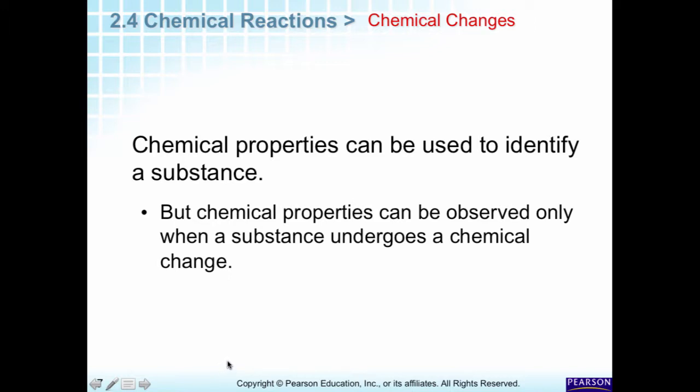Chemical properties can be used to identify a substance. But these properties only are observable when the change occurs. Okay, so the substance has to undergo this change to determine what the properties are.